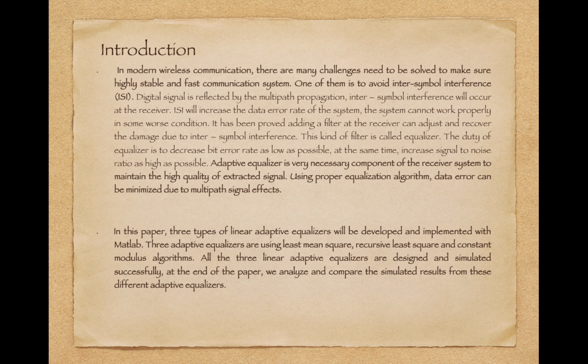In this paper, three types of linear adaptive equalizer will be developed and implemented with MATLAB. The three adaptive equalizers use the least mean square algorithm, the recursive least square algorithm, and the constant modulus algorithm. All three linear adaptive equalizers are designed and simulated successfully. At the end of the paper, we analyze and compare the simulated results from these different adaptive equalizers.